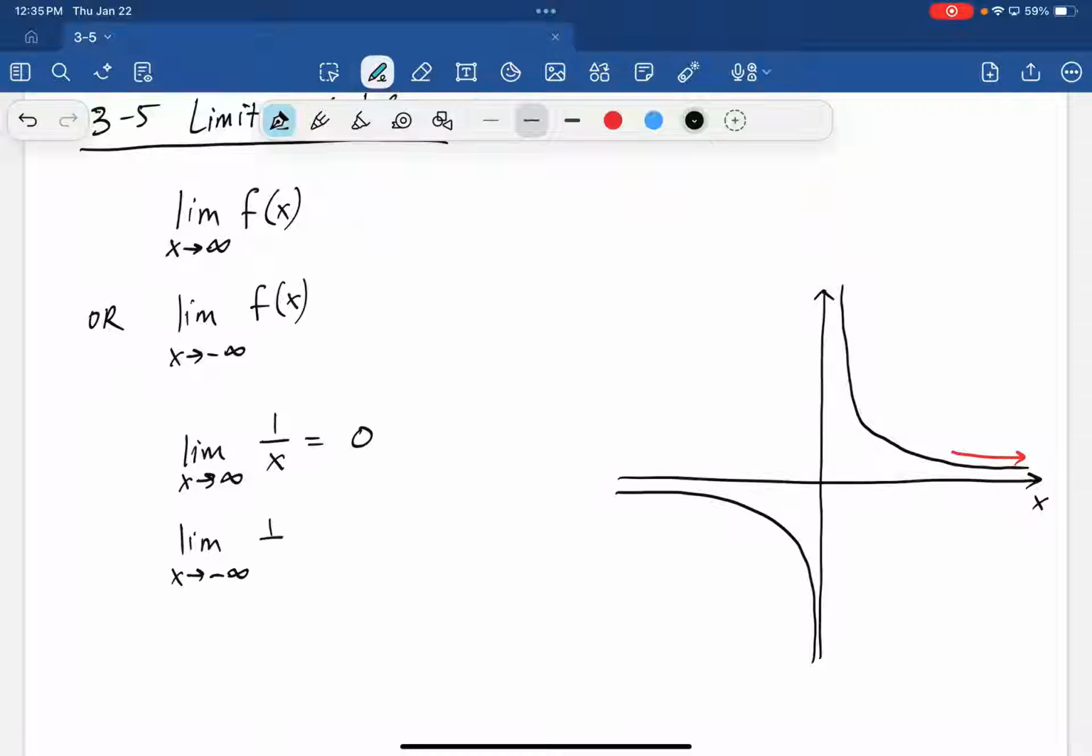We could maybe plug in 100, right? If x equals 100, we would get 100 plus 2 over, what is 100 squared? 10,000? 10,000 plus 100 plus 1. And if you calculated this, that would be about 0.01, right?